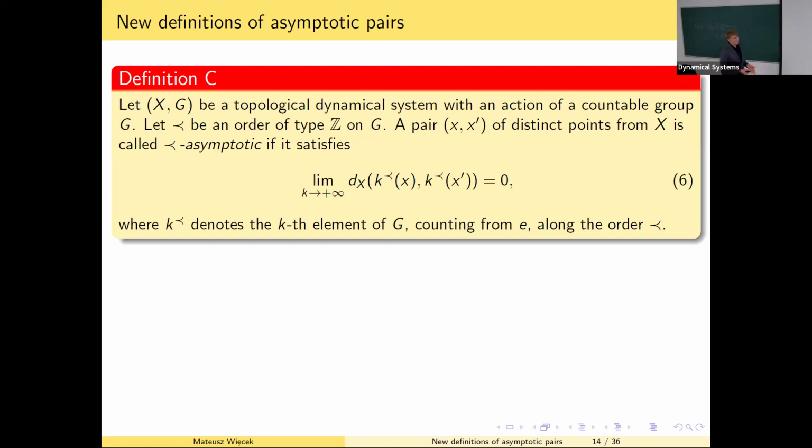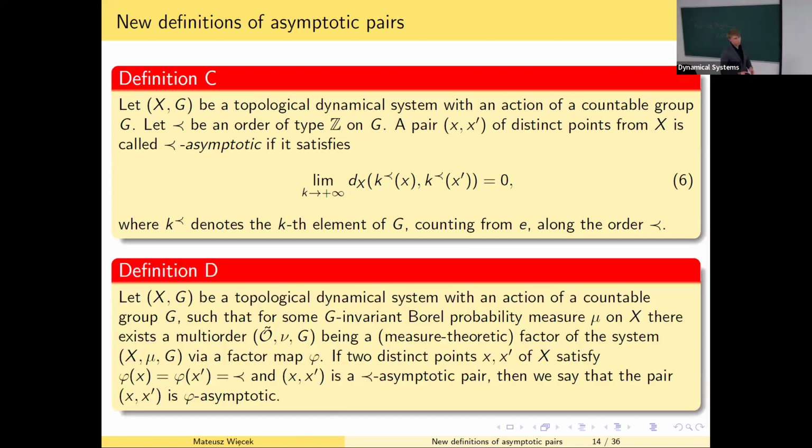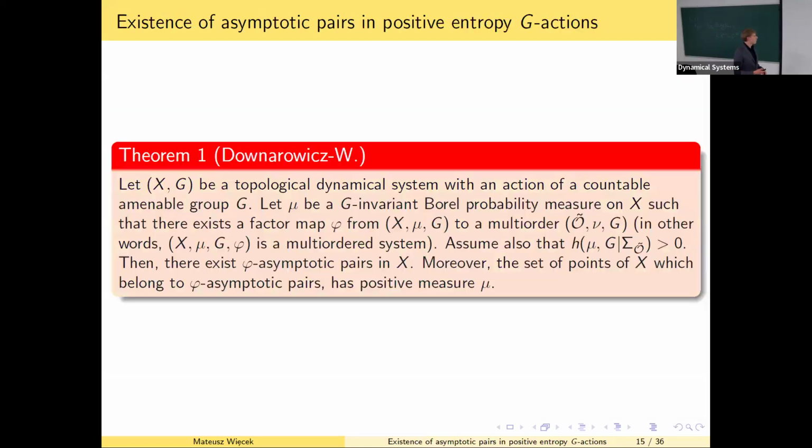And this definition is of course valid for all countable groups, but in the case of multi-order dynamical systems, we have another definition of phi-asymptotic pairs. When we have a multi-order dynamical system, so a measure-theoretic system with some fixed factor from this system to a multi-order, then a pair of distinct points is called phi-asymptotic if both of these elements map to the same order and they form asymptotic pairs with respect to these order Følner sequences. So this is a definition of phi-asymptotic pairs.